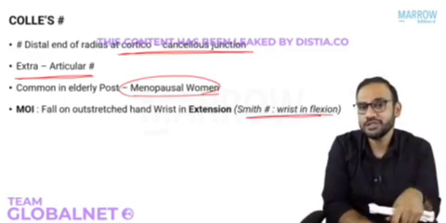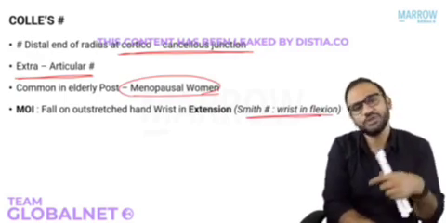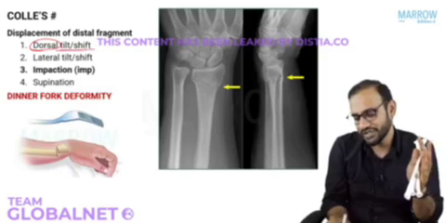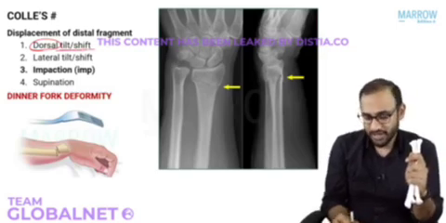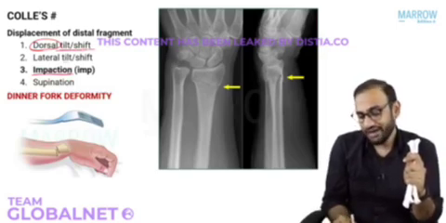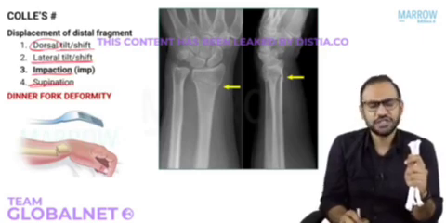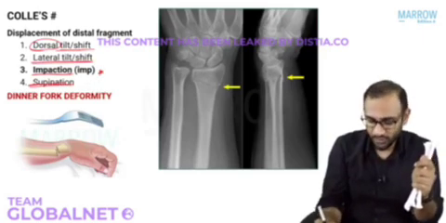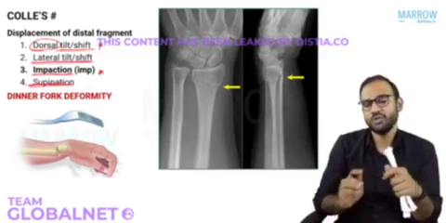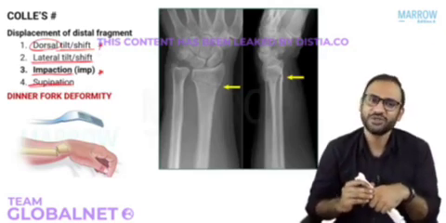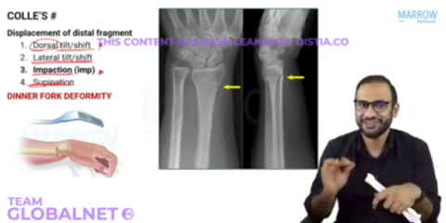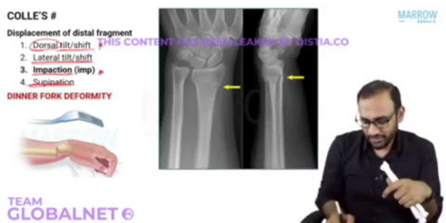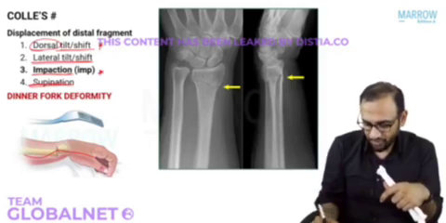Now, what about the displacements of the distal fragment? We already know one important displacement, dorsal. So there is a dorsal tilt and shift. Other displacements are impaction, lateral tilt and shift, and supination. Just remember, the most important one is impaction, but to make the diagnosis, you're looking for the dorsal displacement of the extra-articular fracture fragment. Now, this dorsal displacement will classically give you this dinner fork deformity.